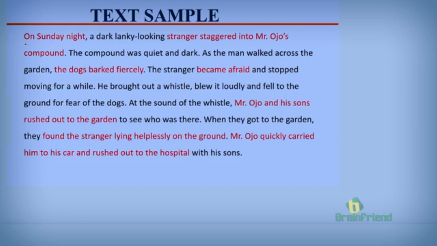On Sunday night, a dark, lanky-looking stranger staggered into Mr. Ojo's compound. The compound was quiet and dark. As the man walked across the garden, the dogs barked fiercely. The stranger became afraid and stopped moving for a while. He brought out a whistle, blew it loudly, and fell to the ground for fear of the dogs.